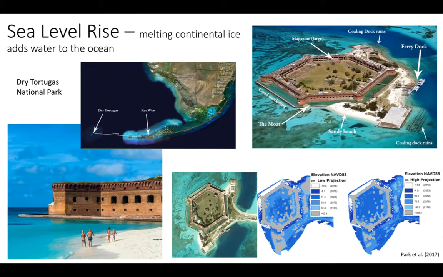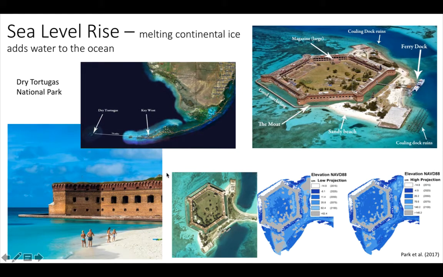Another is sea level rise, which, as this ice on continents is melting, it's adding water to our ocean and raising the sea level. So Dry Tortugas is a really cool national park out at the end of the Florida Keys. You'll see out here. And it is on a very small island with an old 17 or 1800s fort. And you'll notice it is only a couple feet above sea level. So this national park is very vulnerable to sea level rise.